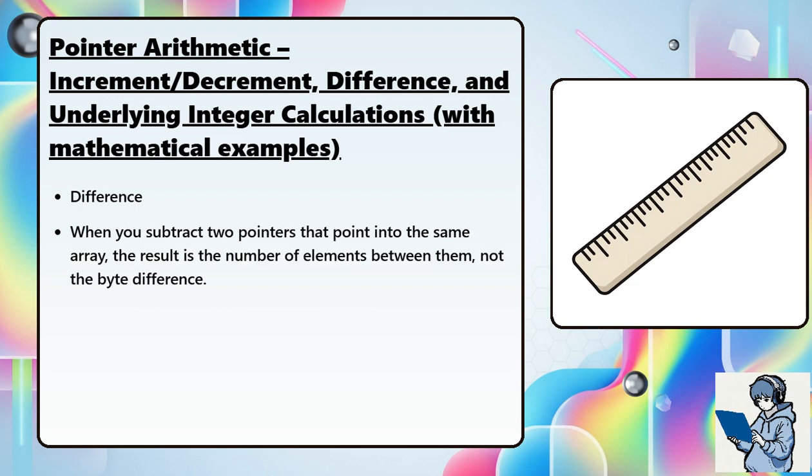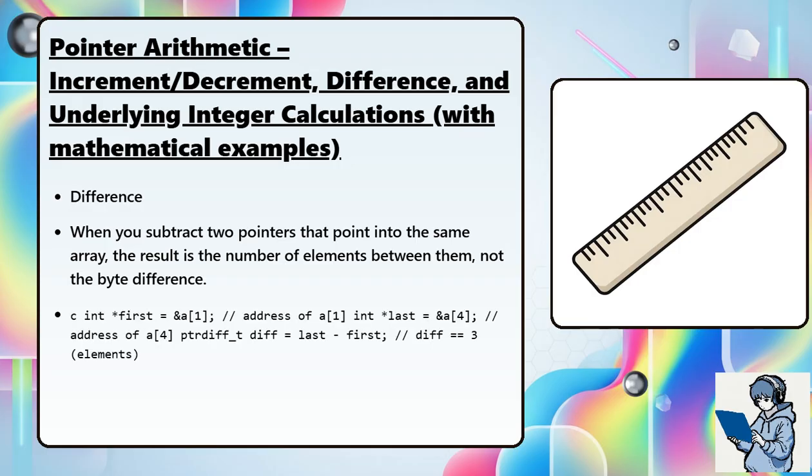Difference. When you subtract two pointers that point into the same array, the result is the number of elements between them, not the byte difference. int *first = &a[1]; address of a[1]. int *last = &a[4]; address of a[4]. ptrdiff_t diff = last - first; diff equals 3 elements.